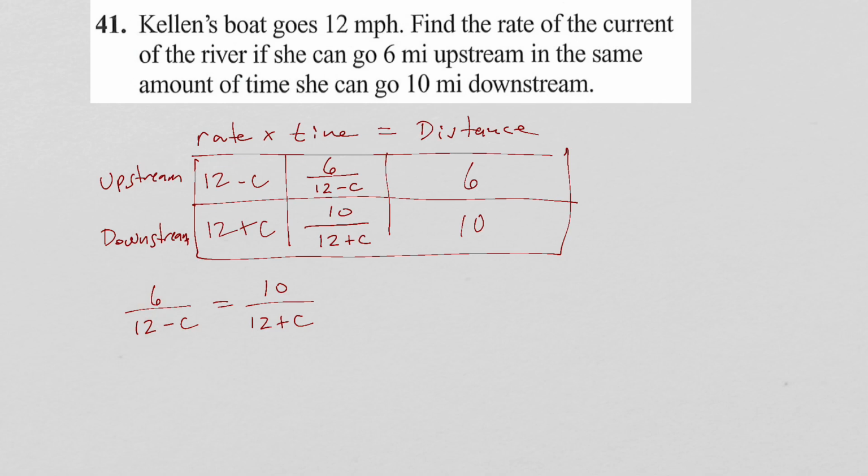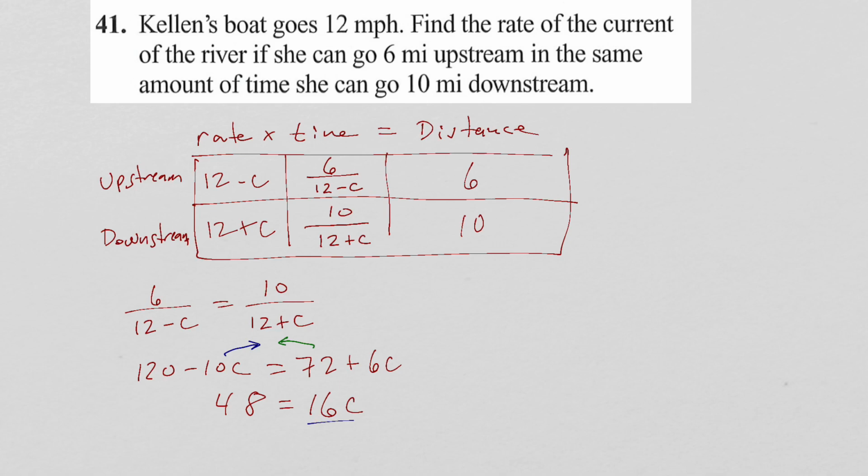And when you have a single fraction equal to another single fraction, you can cross multiply. When I multiply this way, I get 120 minus 10c is equal to, when I multiply this way, I'm distributing, 6 times 12 is 72 plus 6c. This c is negative, so I'm going to bring this c to the right by adding it, and I'll get 6c plus 10c is 16c, and I'll bring this 72 to the left by subtracting it, and 120 minus 72 is 48.